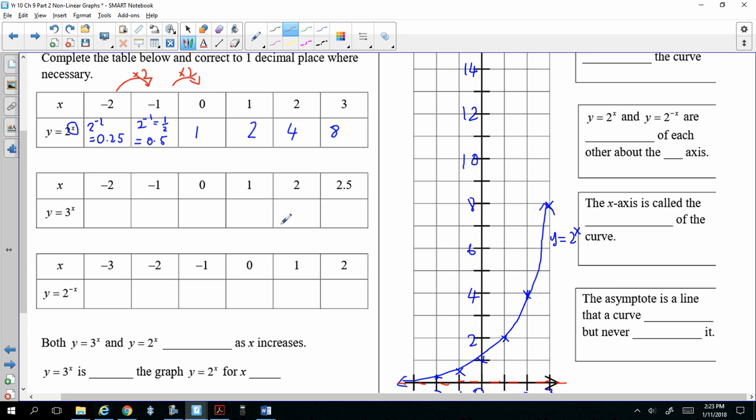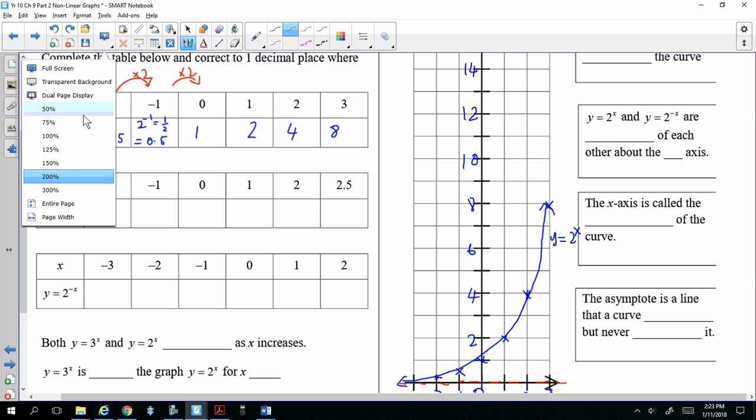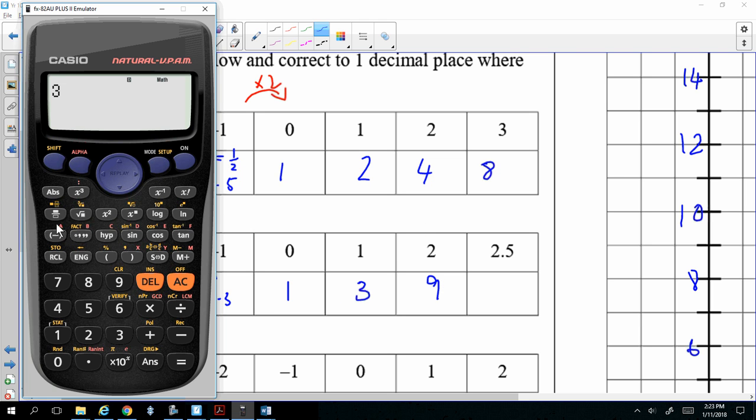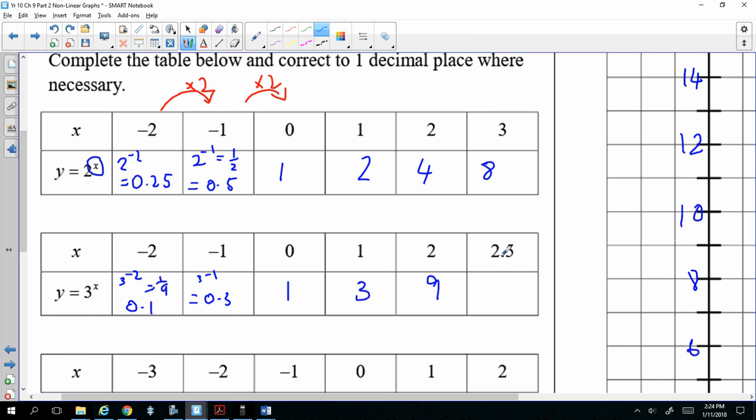Okay, so let's do the next bit, 3 to the power x. Let me choose a different pen. 3 to the power -2 becomes 1/9, which is 0.1, 3 to the power -1 is 0.3, then you get 1, and then 3, 9. For the next one, use the calculator, 3 to the power of 2.5 equals 15.6. Alright, let's plot these points.